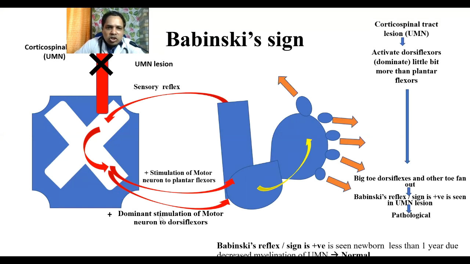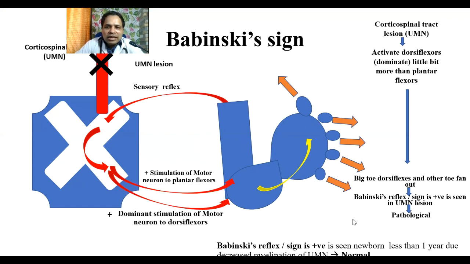So here there is a dominant action of the dorsiflexors over plantar flexors. So what happens? Instead of the toe curving inwards and the sole facing down, it becomes opposite. The big toe moves laterally and the other toes fan out, and there is dorsiflexion. So in case of corticospinal tract lesion, this activation of the dorsiflexors dominates over the plantar flexors, the big toe dorsiflexes and the other toes fan out, and this is called Babinski sign positive, that is seen in the upper motor neuron lesion.